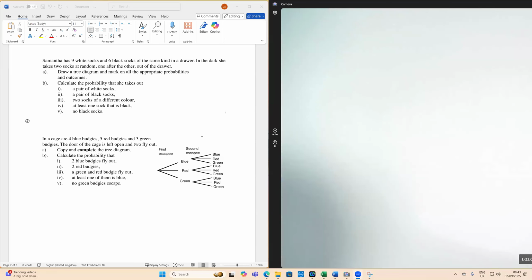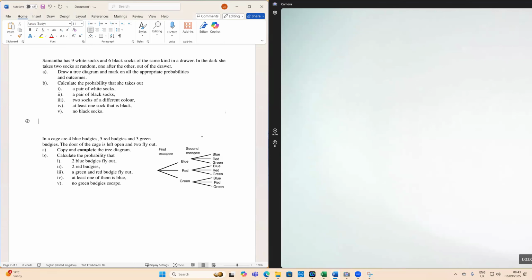Hello everyone, and in this video we're continuing with our work on tree diagrams, and we're talking about now dependent events. So dependent events, as the name suggests, is where one thing depends on the other. They're not independent of each other. So let's look at an example of this kind of question to get a feel for it.